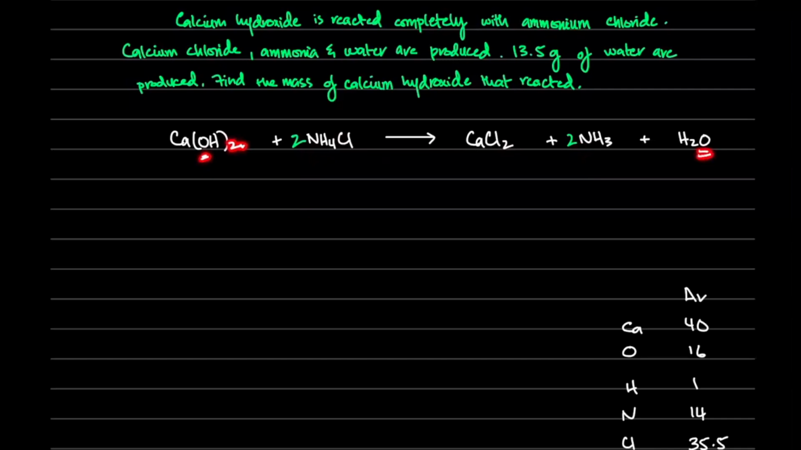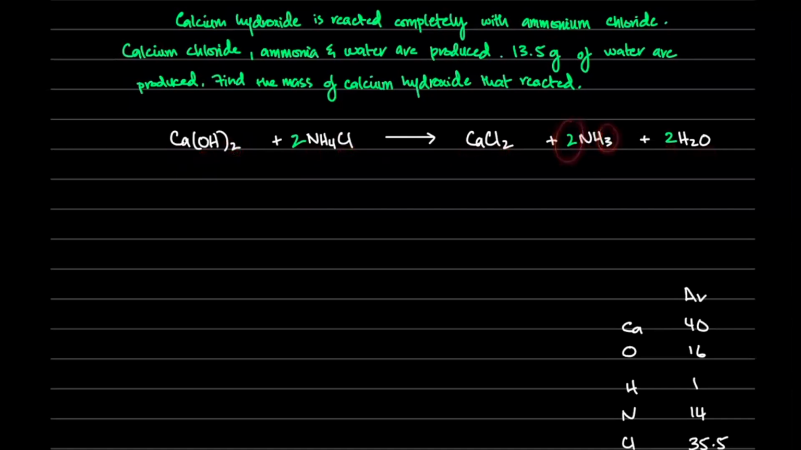How many oxygens do you have on the right? You just have 1, so I can say 2H2O. So now notice calciums are balanced. We have 1 on each side. The chlorines are balanced. We have 2 on each side. The nitrogens are balanced. The oxygens are balanced, right? Because we have 2 on each side. And then the hydrogens are also balanced.